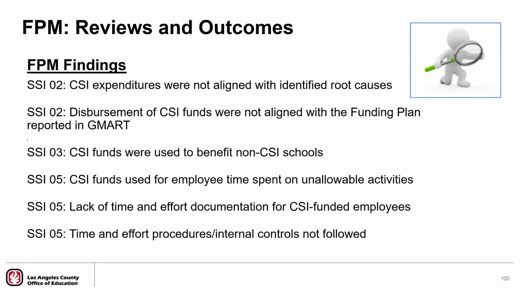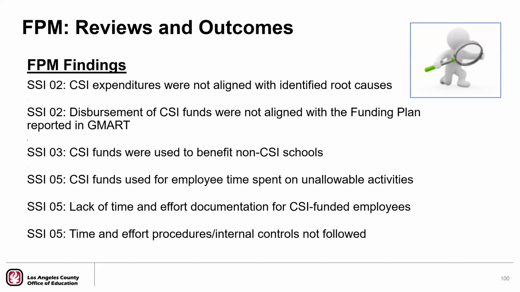So again, there have to be budget revisions done if you are changing from what you submitted originally to CDE. For SSI 3, it was found that CSI funds were used to benefit non-CSI schools. So again, they cannot do that. And for SSI 5, there was a lack of time and effort documentation for a CSI funded employee. Another finding in SSI 5 was that the time and effort procedures and internal controls were not followed. So they may have had the time and effort procedures, but there was no evidence showing that they followed them.